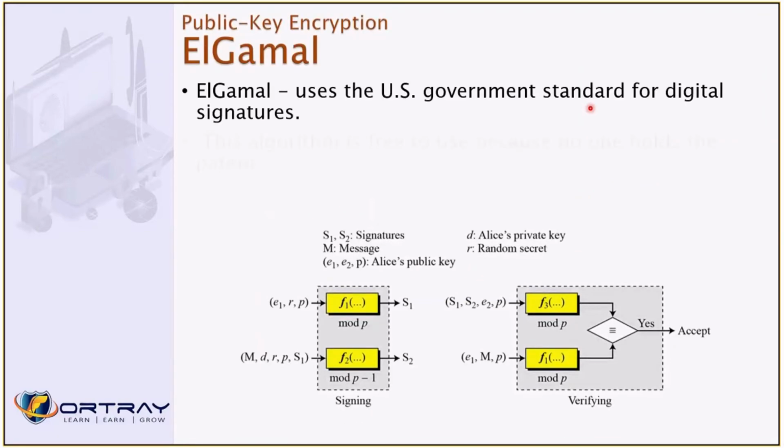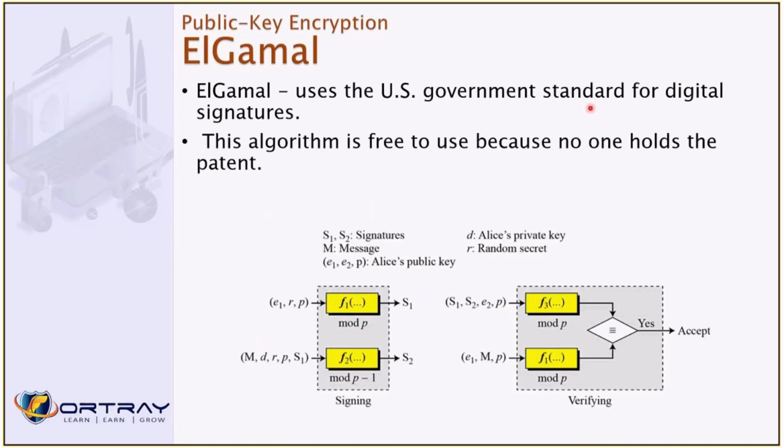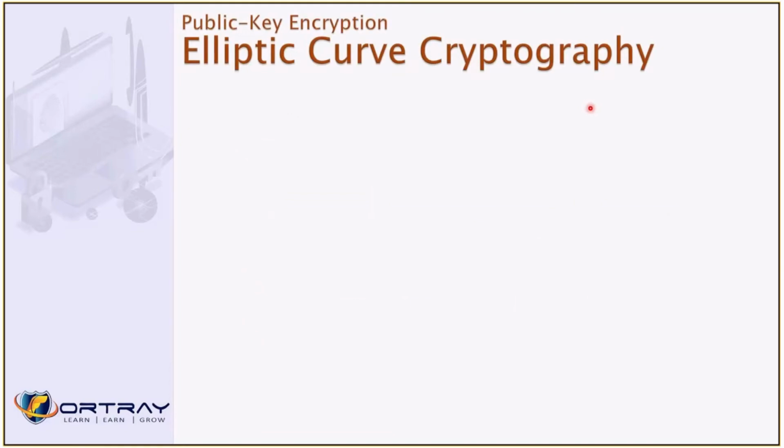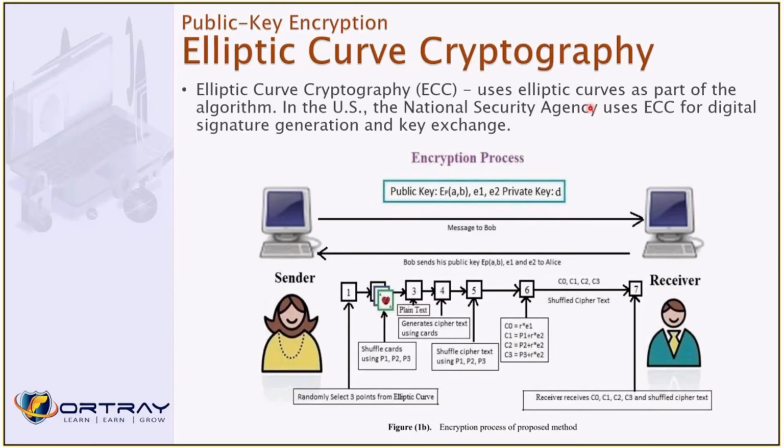ElGamal is used by the US government standard for digital signature. Its algorithm is free because no one holds the patent. This crypto method uses elliptic curve as part of the algorithm, and the US National Security Agency uses ECC for digital signature generation and key exchange. So mostly on the internet you can see these last two are used by the US government.